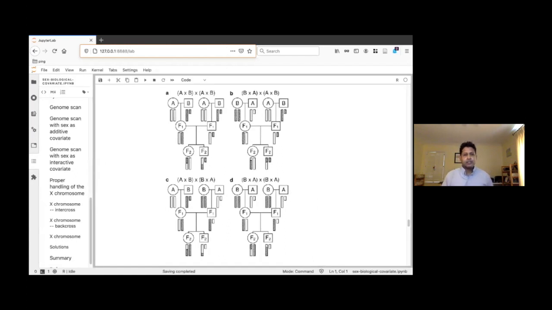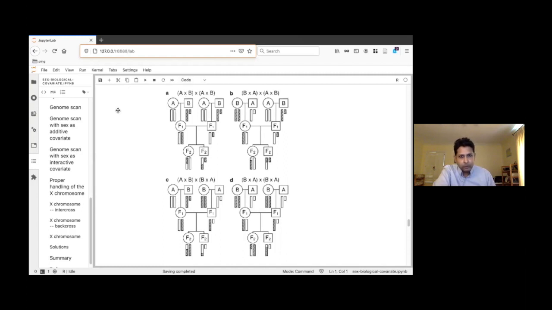Okay. So this is the structure of the X chromosome when you make all the four possible F2 crosses that you could make between strains A and B. So let me explain what these are. You may have to think of, meditate over this diagram perhaps later.